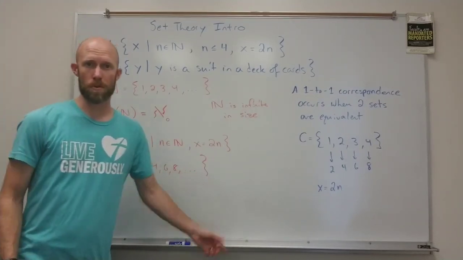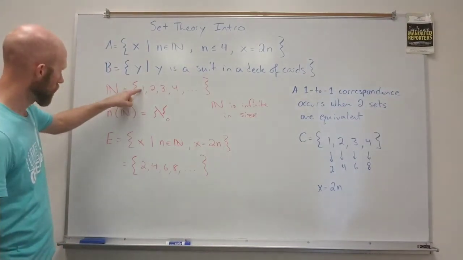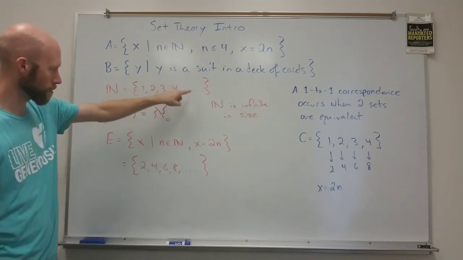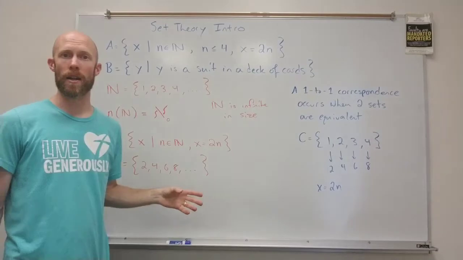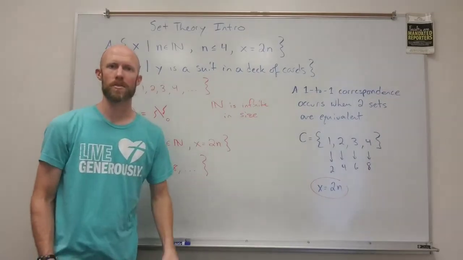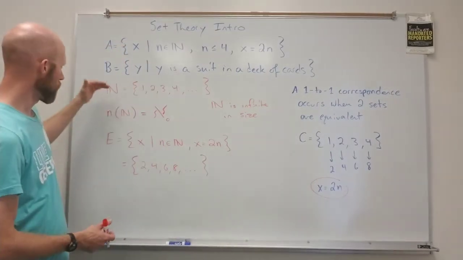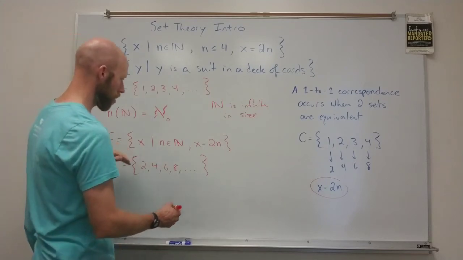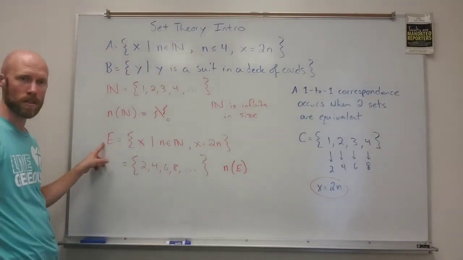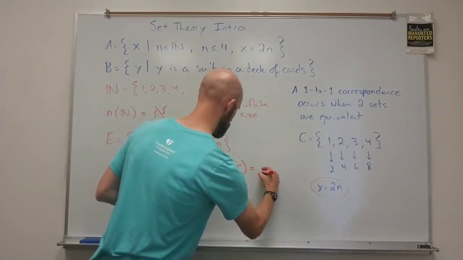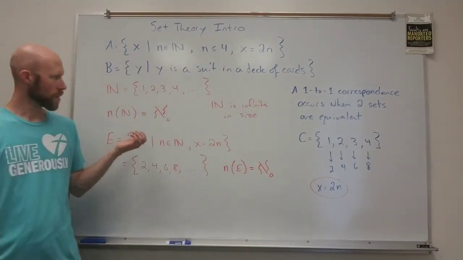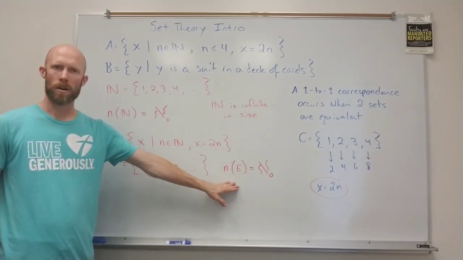But there is a one-to-one correspondence here. So what's interesting is that 1 pairs up with 2, 2 pairs up with 4, 3 pairs up with 6, 4 pairs up with 8, 5 pairs up with 10, 6 pairs up with 12, and so on. And you can create a one-to-one correspondence. In fact, it's exactly this same correspondence. And so even though these are both infinite in size, the cardinality of both of them, the natural numbers and the set of evens, is the same. It's both Aleph naught.